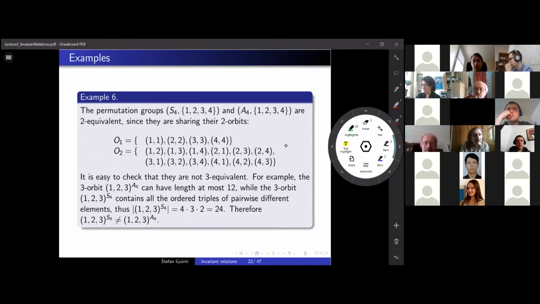Now, let us consider an example. Take the full symmetric group of degree 4 and the alternating group of degree 4. It is easy to see that both of them are transitive, so one of the 2-orbits for both of them will be the full diagonal orbit, and the full anti-reflexive set of pairs is the second 2-orbit. So this is easy to check. That means that these two groups are 2-equivalent. Now, we can go further. We can ask whether these two groups are 3-equivalent.